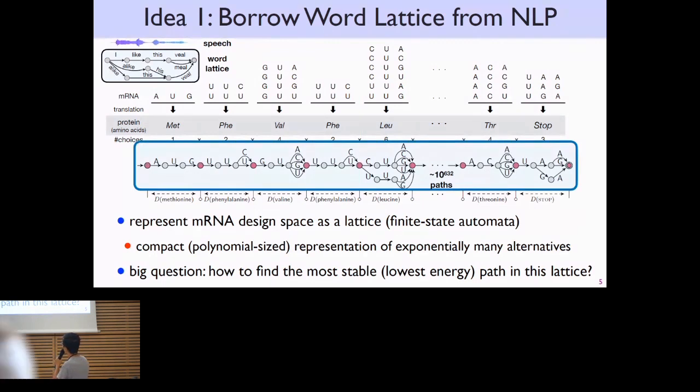So this graph compactly encodes the exponentially many alternatives. Each path from the beginning to the end is a valid mRNA sequence that encodes the protein that you wanted. But the big question that we did not solve yet is how do you find the most stable, in other words, lowest free energy sequence or path in this graph.